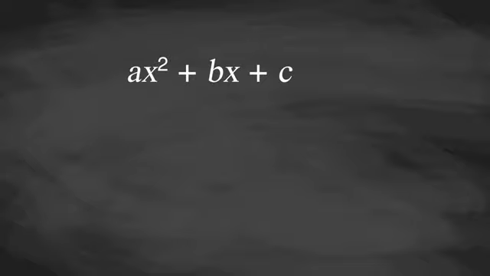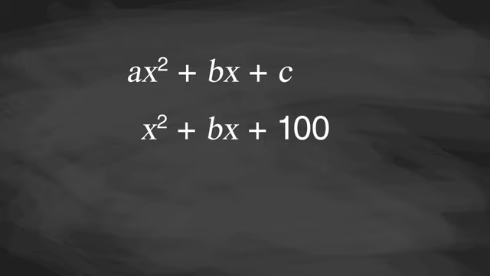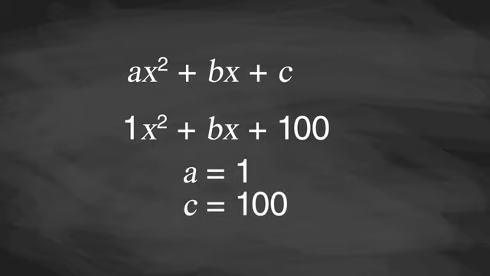When rewriting quadratics in factored form, it can be helpful to focus on the factors of one c-value. Consider the expression x squared plus bx plus 100, and consider how many different ways it could be rewritten in factored form depending on the value of b. Notice that a, or lead coefficient, is 1, and the c-value is 100.